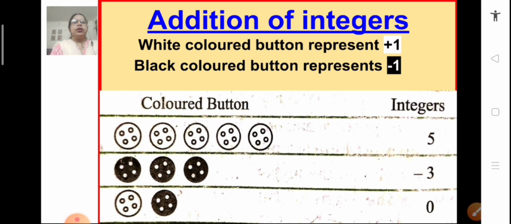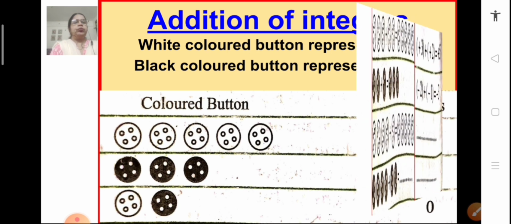We have some white colored buttons and a few black colored buttons. Each white colored button will represent positive 1 and each black colored button will represent negative 1. So if we have 5 white colored buttons, that means it is positive 5, and if we have 3 black colored buttons, that means it is negative 3, and a pair of white button and black button will denote 0.